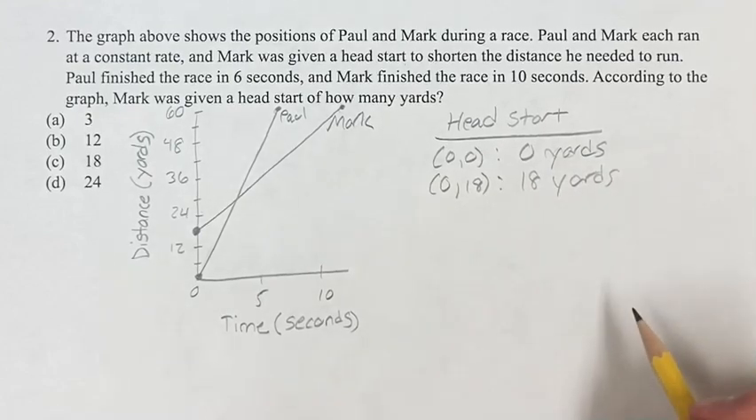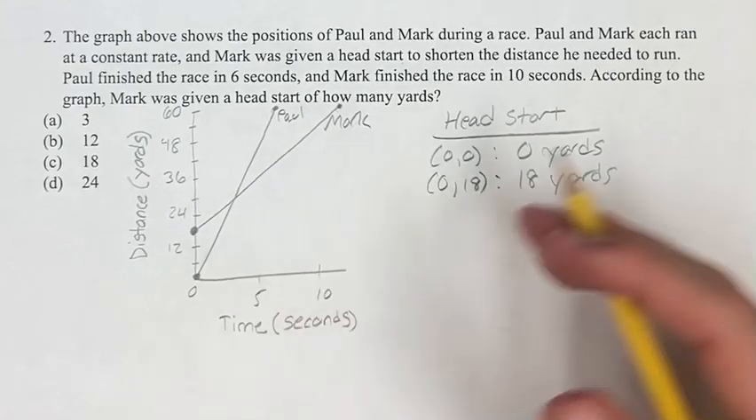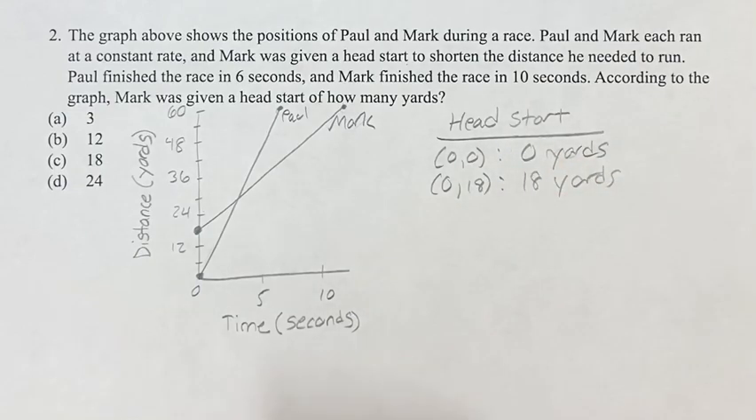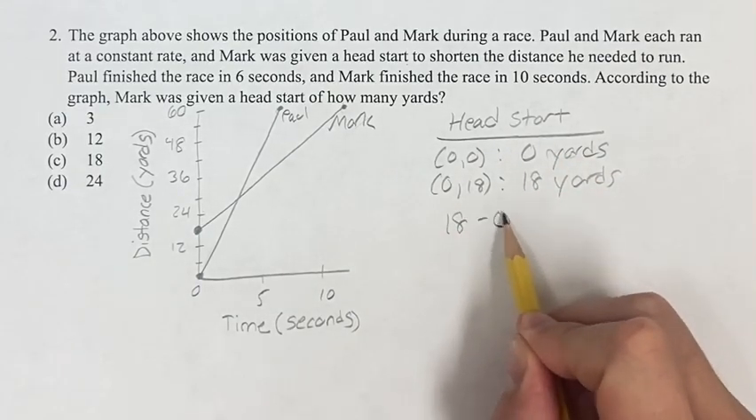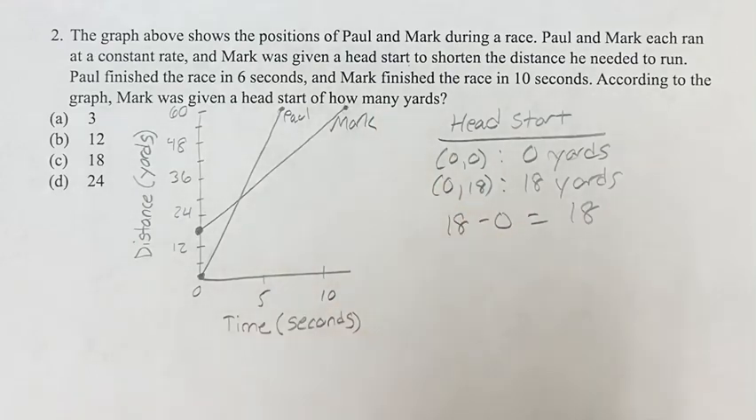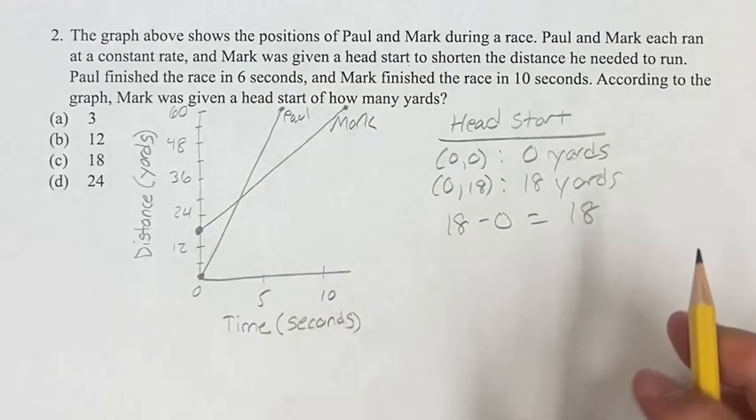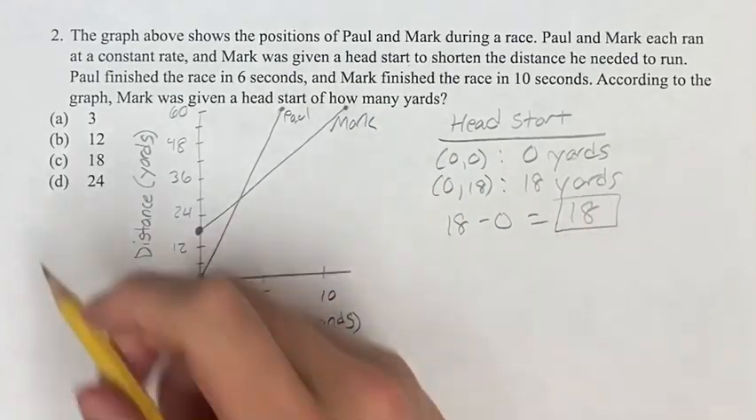His head start can be thought of as the distance he was starting ahead of Paul. In this case, 18 minus 0 is still equal to 18 because Paul was starting at the very beginning. But either way, the head start is going to be 18 yards, which means C is going to be your final answer.